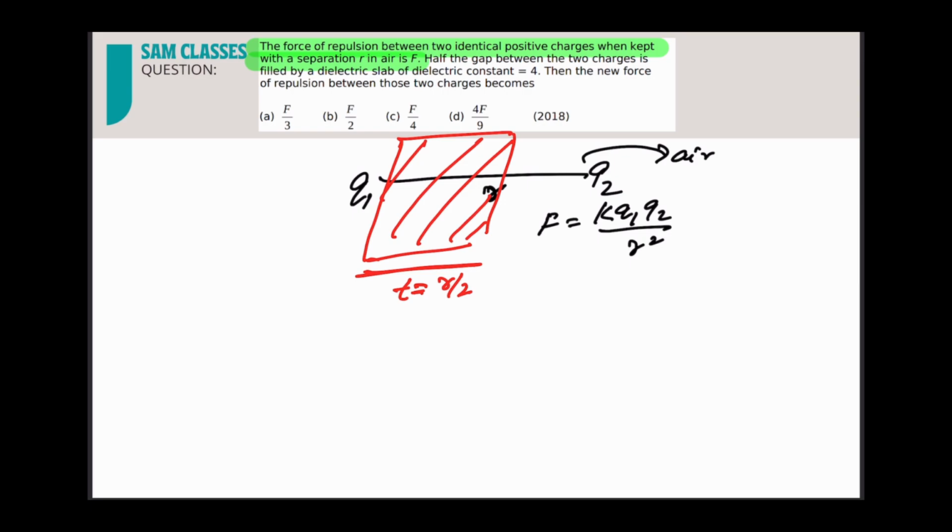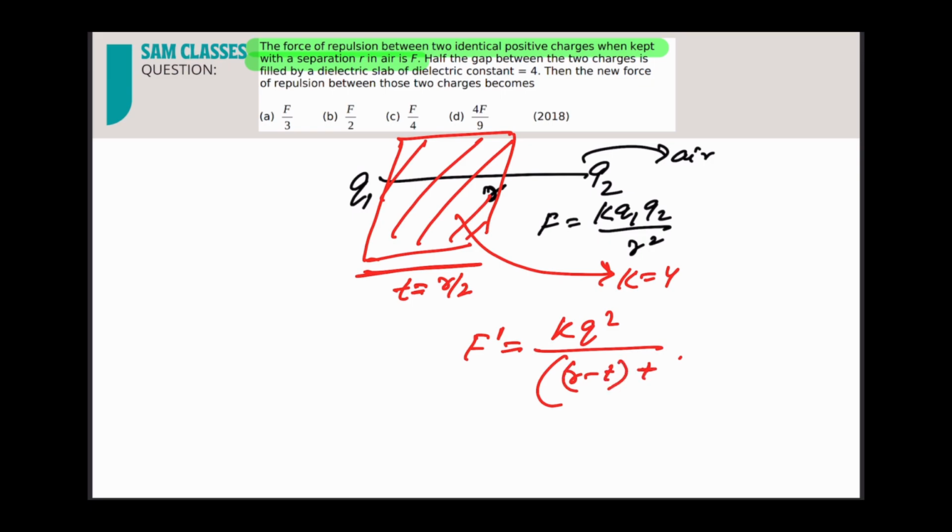So the moment we insert a dielectric, the dielectric constant is 4. What is the formula to find the new force? That is equal to K Q square by R minus T plus T by root K, whole square. Okay. So this is the formula. So let's put it up. F dash is equal to K Q square. Now we already know T is equal to R by 2.